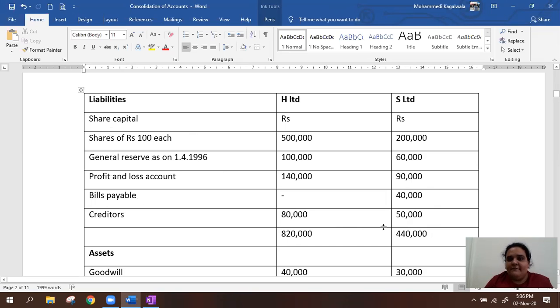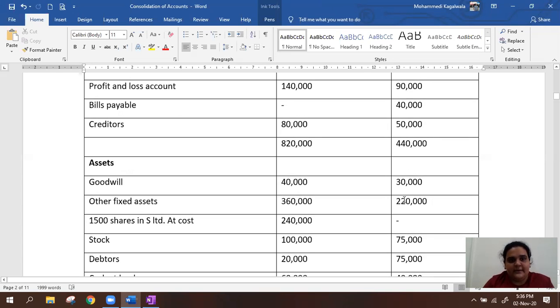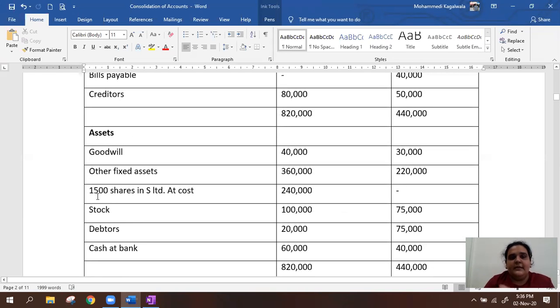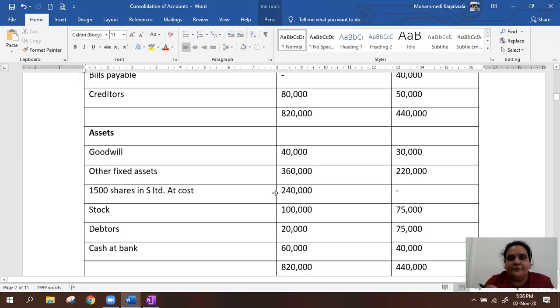Bills payable, I will add. Creditors, I will add. Okay, pay attention and listen. Goodwill, I will add. Other fixed assets also I will add. Look at this: 1500 shares in S Limited at cost. H Limited has an investment in S Limited, so this is an asset of H Limited. 1500 shares are held. What is the cost? 2,40,000. Stock I will add. Debtors also I will add, and cash in bank also I will add.